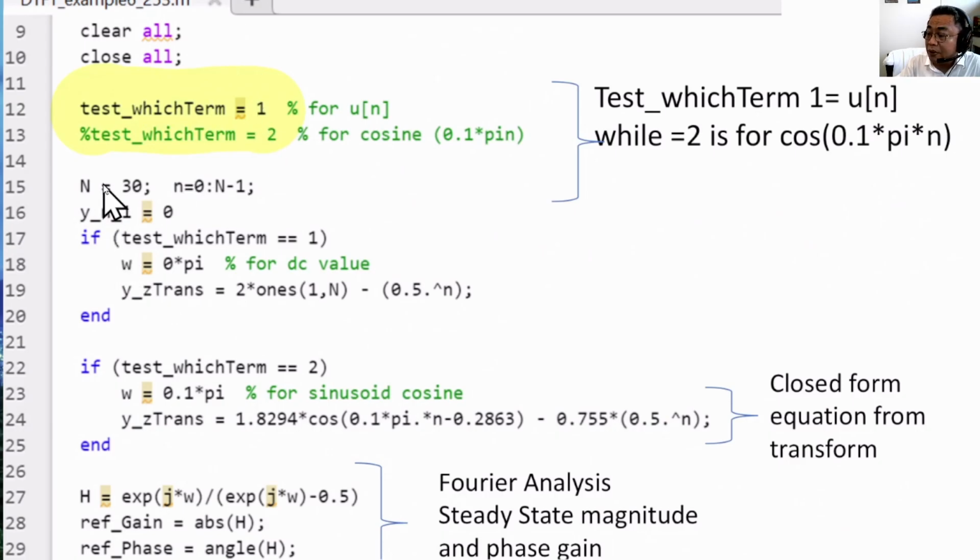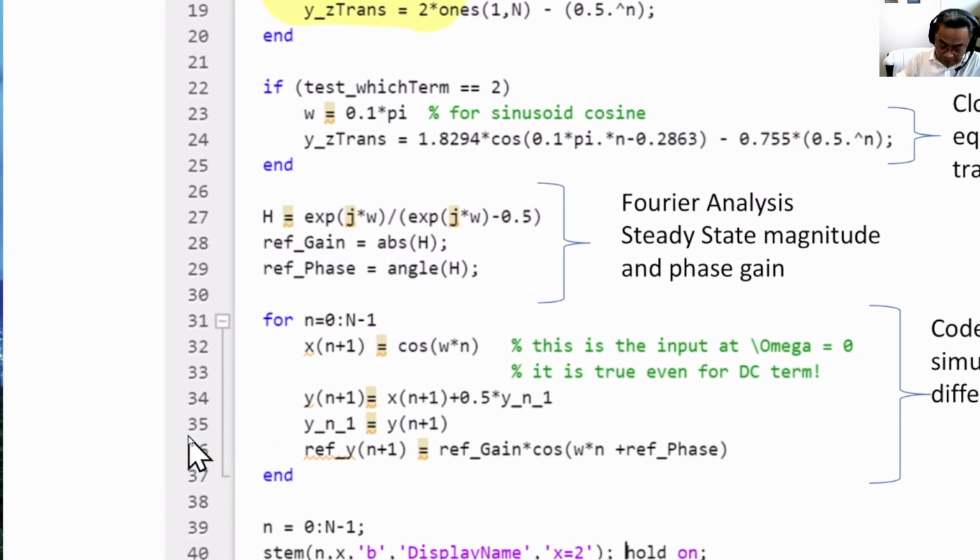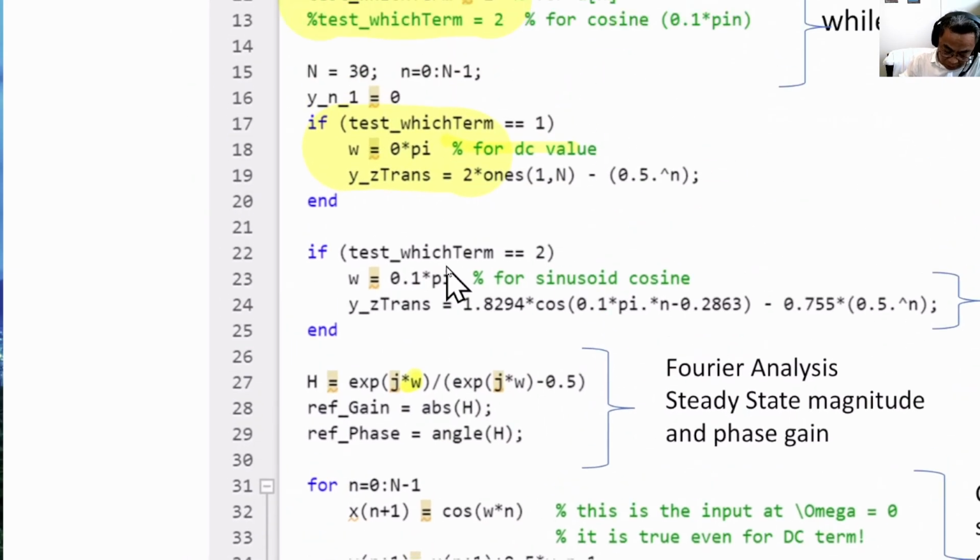Now I'm going to use only 30 samples, and I write this code, which basically says that if I test term 1, I'm going to use omega to be 0 pi. If I test term 2, it's 0.1 pi. You ignore line numbers 19 and 24 first. If I'm going to use Fourier analysis, I have to substitute the correct omega. This omega comes from line 18 as well as line 23, setting different terms.